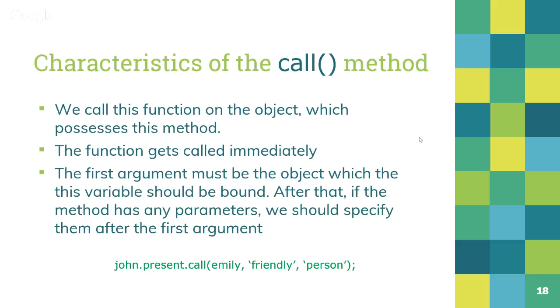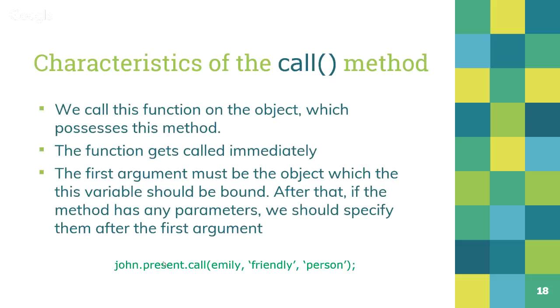In addition, we must specify at least one argument in the call function's parentheses. This is the object we want to use the borrowed method on. So this object does not have this method. In addition to this, if the method expects any parameters, we should list them after the first argument. And here, in the end, we can see some example usage.